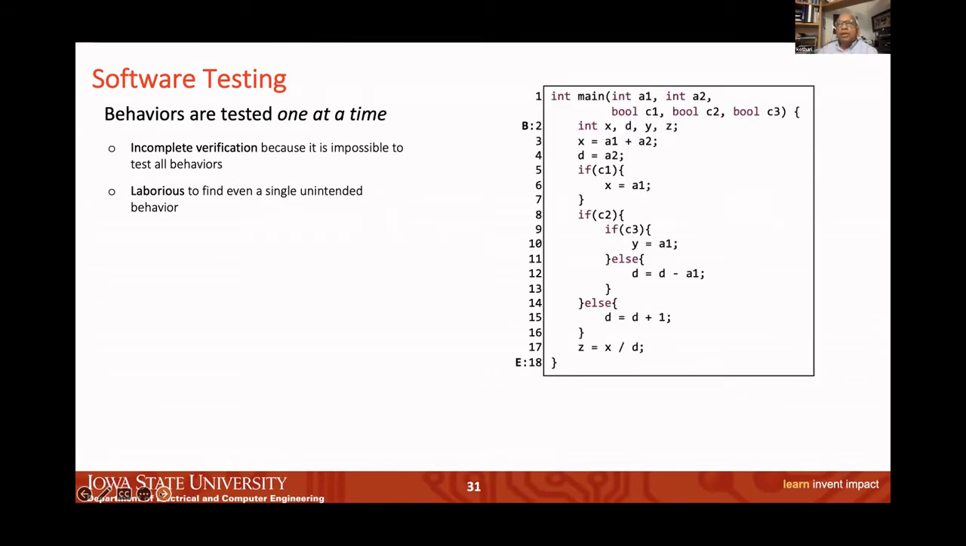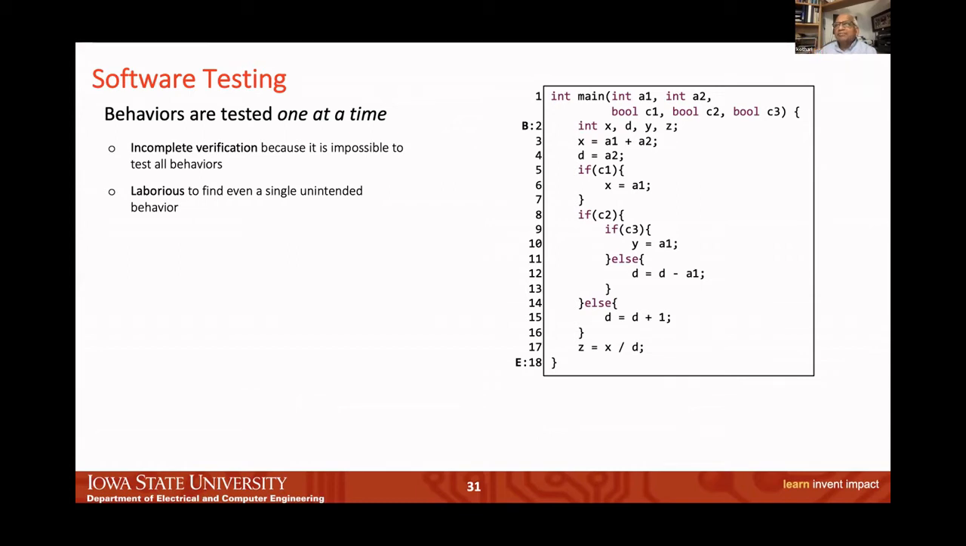So for this small program, there is a possibility of division by 0 because on line 17, we have z is equal to x divided by d, okay? And this has two inputs, a1 and a2, which are integers, and there are three Boolean inputs, c1, c2, c3, which are the conditions. So the total number of possibilities is large.